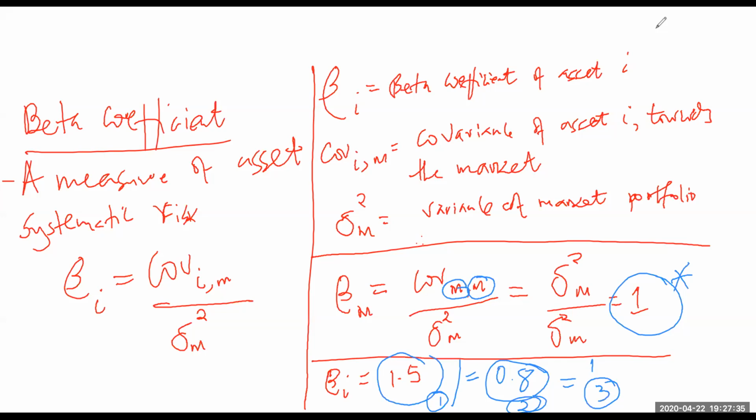We went ahead to discuss a security that has a beta of 1. Don't forget we say that the market beta is always equal to 1. In case we have a security that has a beta of 1.5, then it means the systematic risk of this particular stock is a bit high. If we have a beta coefficient of 0.8, it means the risk exposure is a bit lower than the market portfolio.